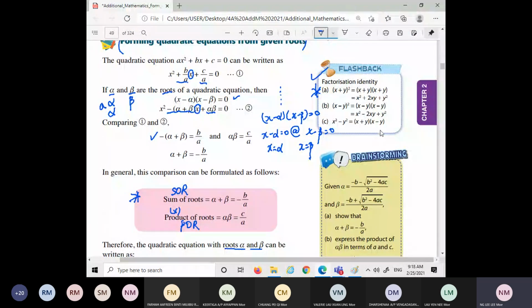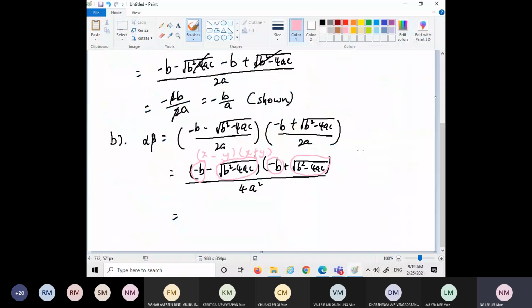Just now I mentioned to you, right? All this is very important. You have to be very, very sensitive. Just now is what? x minus y, x plus y. So your answer should be x squared minus y squared. I come back here. Your answer should be x squared minus y squared.